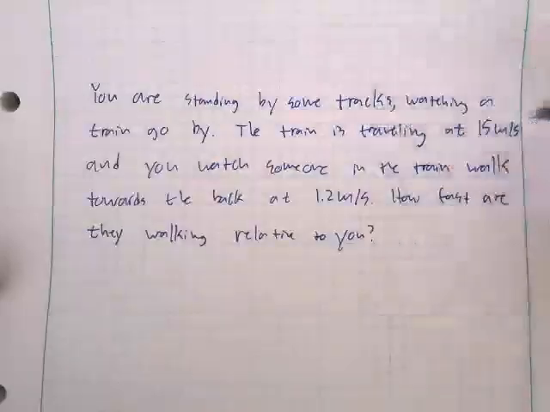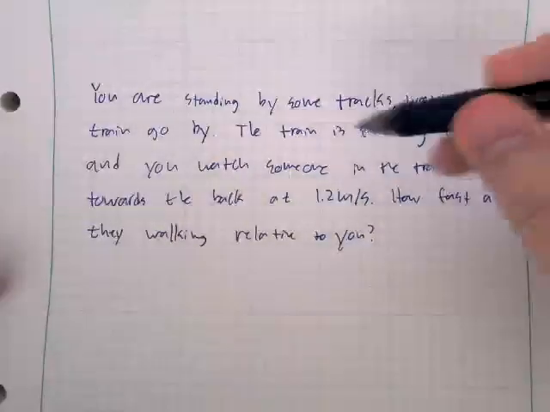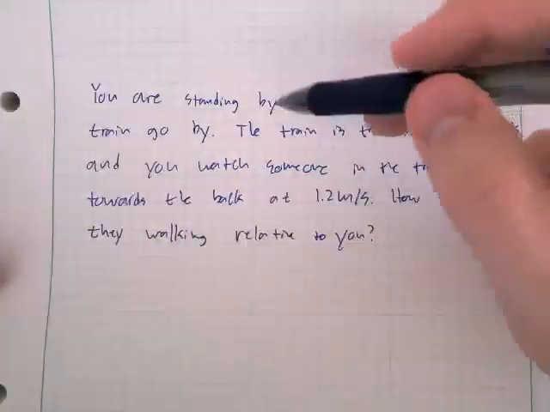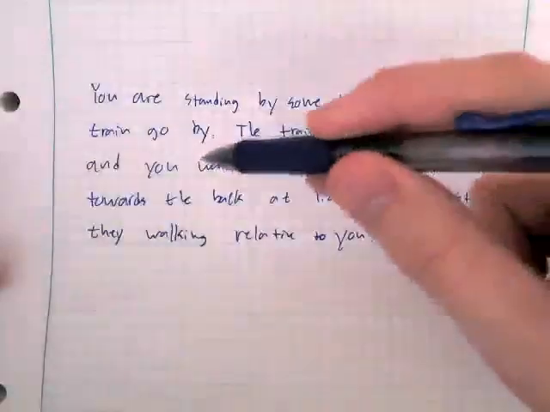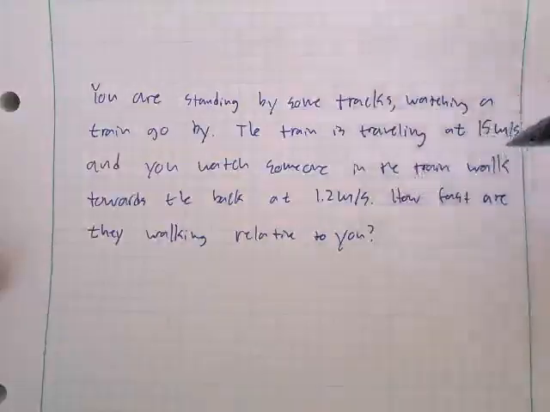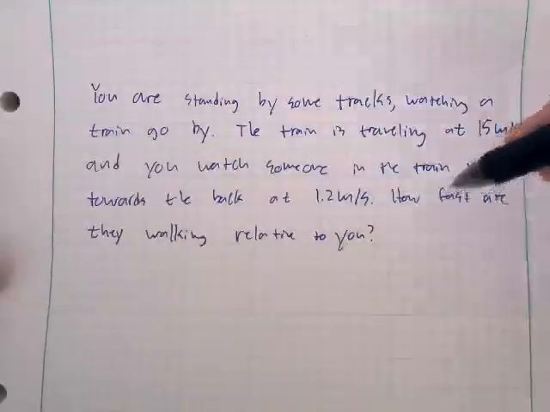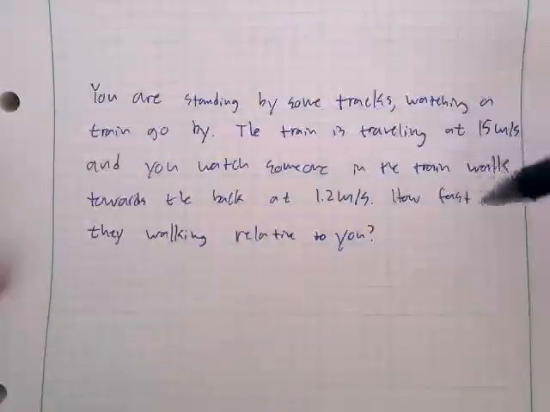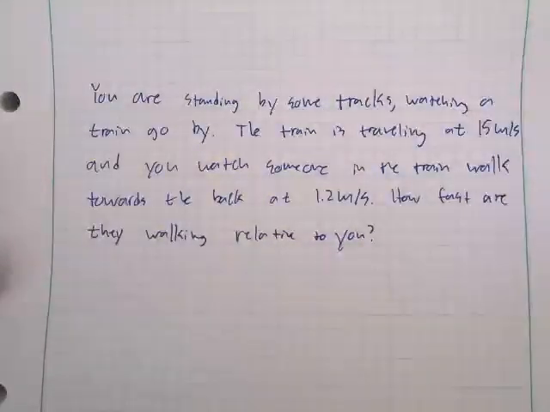Doesn't really matter which. You can assume the train is moving forward in this case, right? The train's not moving backwards. You can say the train is traveling at 15 meters per second, and you watch someone in the train walk towards the back of the train at 1.2 meters per second. And you can say, okay, how fast are they walking? How fast is this person walking relative to you, right?